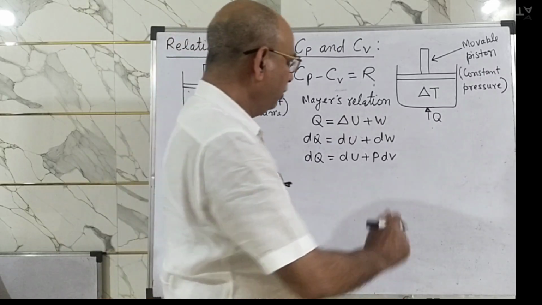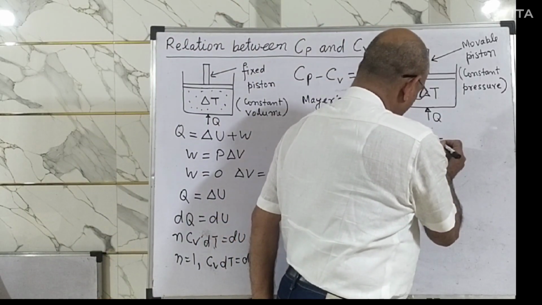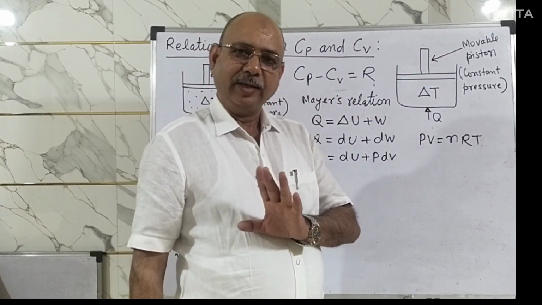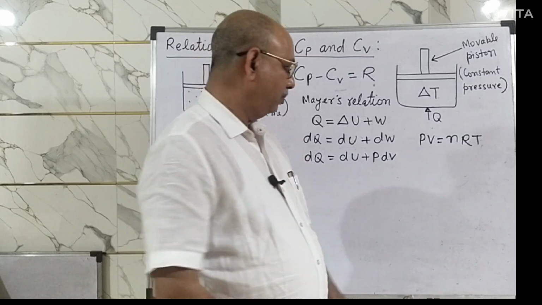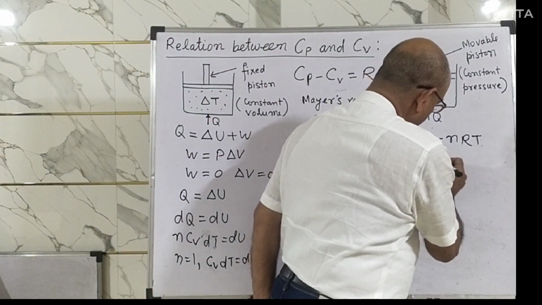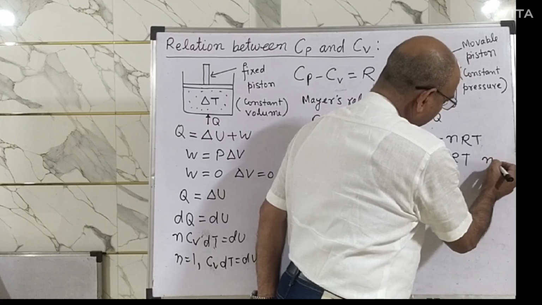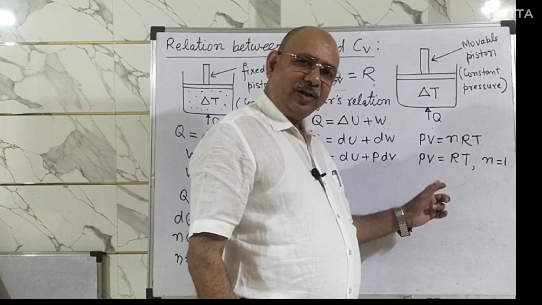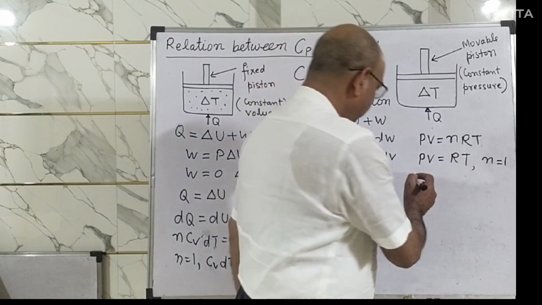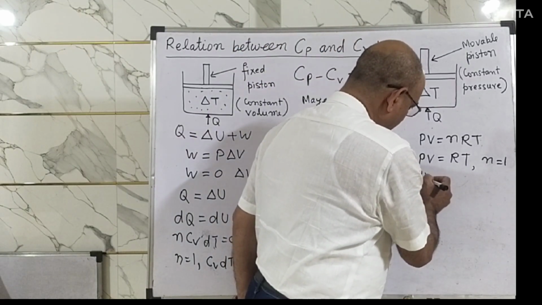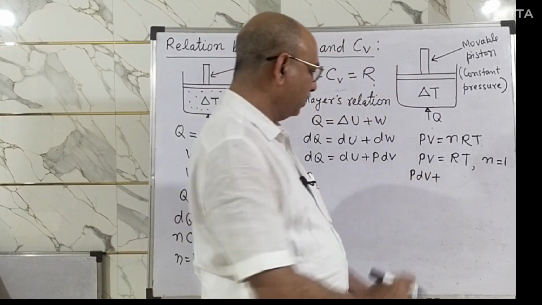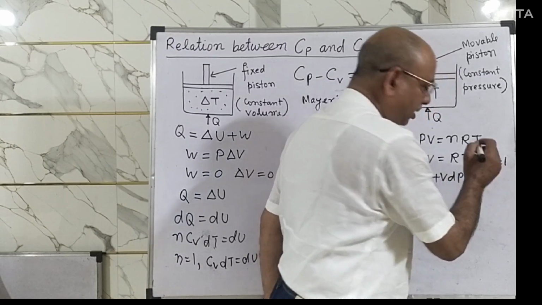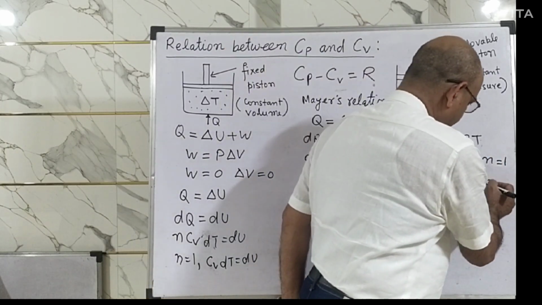Now we know that for an ideal gas, PV is equal to nRT. Here we have taken 1 mole of ideal gas, therefore n is equal to 1. That means PV is equal to RT. Now let's do the partial differentiation. First function P dV plus second function V and partial differentiation of P. This is equal to R, which is a constant, dT.